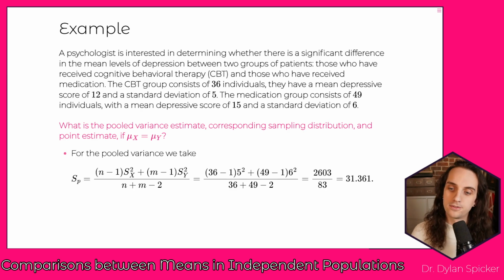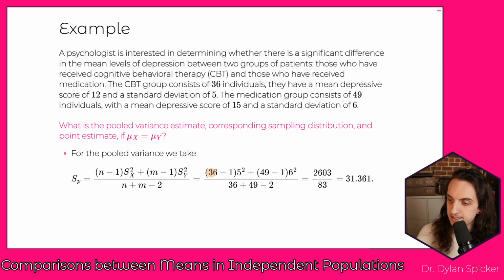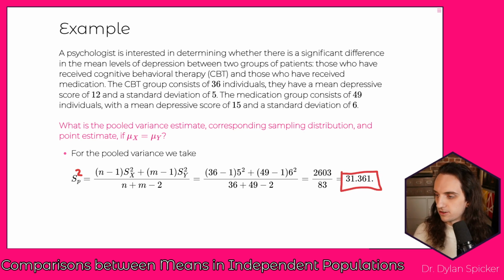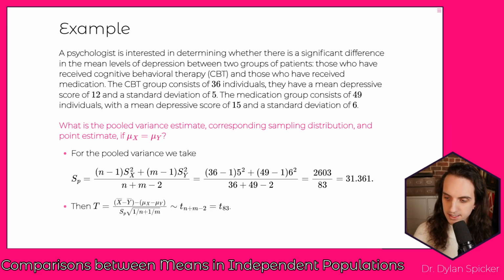Okay? So for the pooled variance estimate, we take our formula here, we plug in our 36, our 5, our 49, and our 6, and we work out that that's going to be about 31.361. Okay, so we have that as our pooled variance estimate. Note that this is the pooled variance estimate, not the pooled standard deviation, right? So there should be a squared there. That's going to give us our 31.361. And so then our standard deviation is going to be the square root of that, okay?